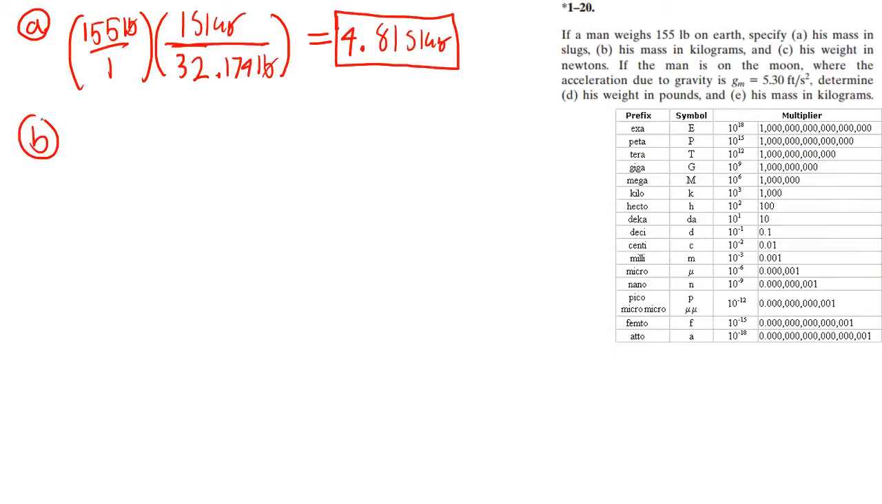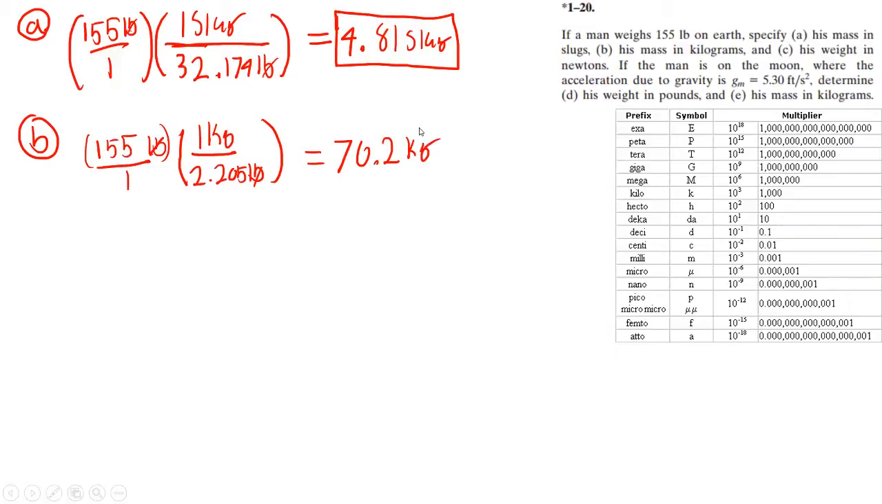These are all quite small solutions. His mass in kilograms, so 155 pounds here over 1, and we want that in kilograms. There are 2.205 pounds in 1 kilogram. Top and bottom are equal. Pounds are adjacent, so they cancel, and then you're going to get 70.2 kilograms. And it doesn't say sig figs here anyway. You can use whatever sig figs your professor specifies or whatever you want.